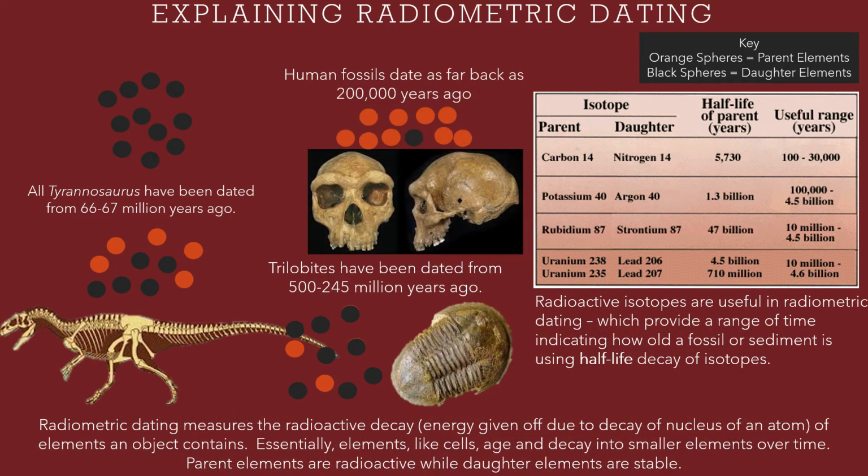Finally, human fossils of our own species go back as far as 200,000 years. Because they are more recent, we would expect more parent elements to daughter elements. Keep in mind that not one isotope works in all cases. Carbon 14 is good for more recent fossils like mammoths and ancient humans, but dinosaurs and other more ancient creatures are often measured with uranium 235.